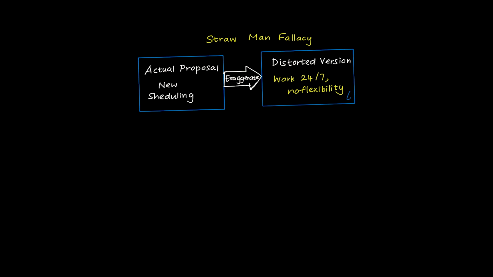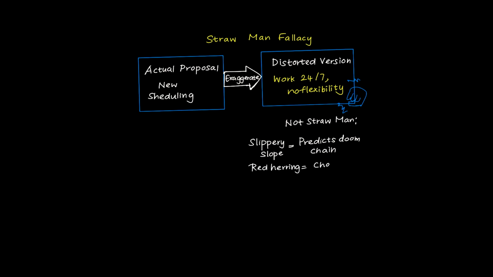Slippery slope predicts a chain of negative consequences. It doesn't distort the original argument. Red herring introduces an irrelevant topic to divert attention. It doesn't misrepresent the proposal. Appeal to fear cites frightening outcomes as reasons to support an argument. The issue here is distortion, not fear-mongering.